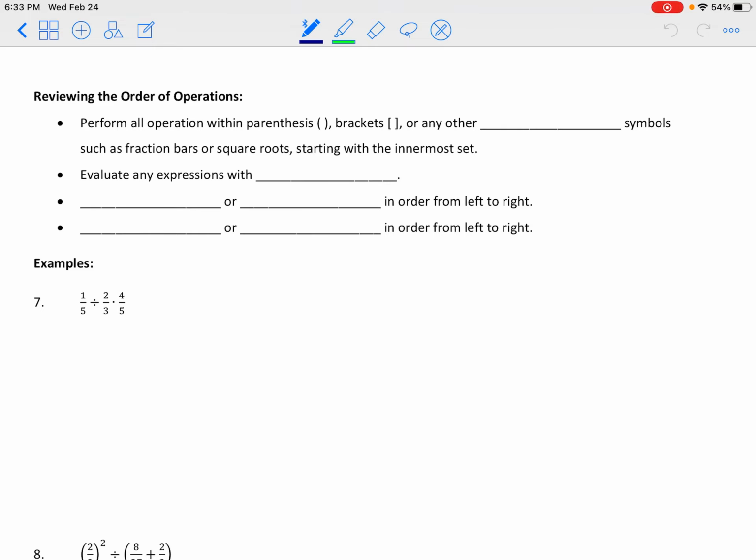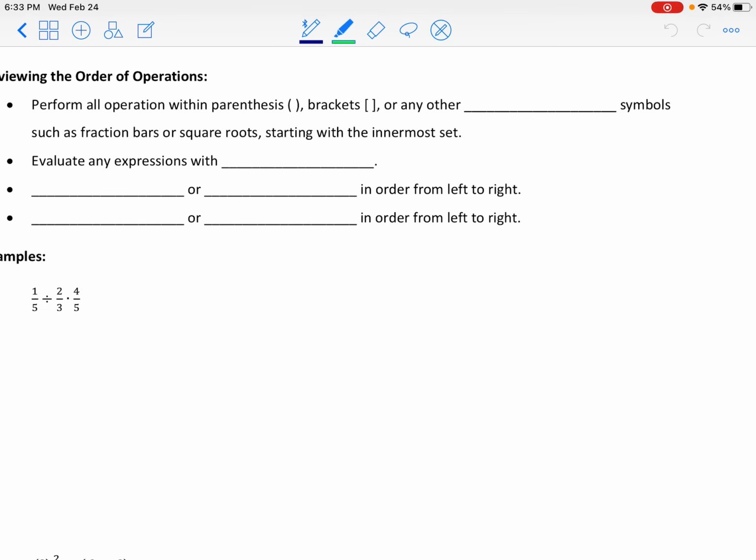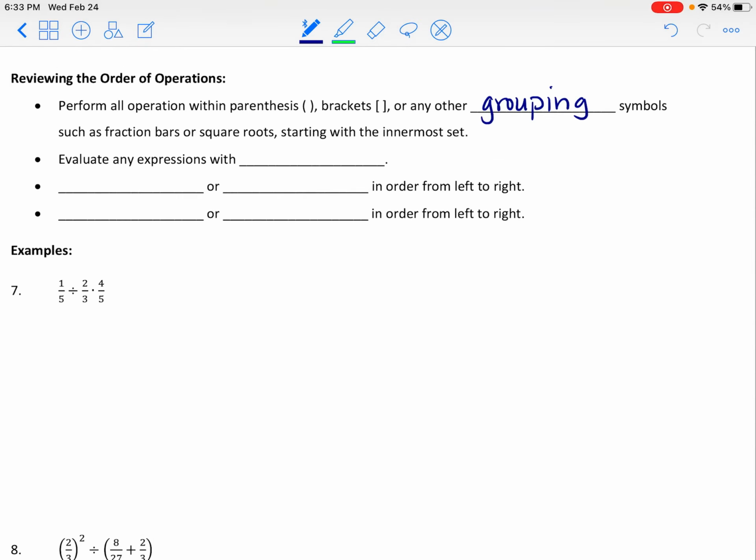So remember, our order of operations tells us to simplify anything in our grouping symbols first. So if I have any parentheses, brackets, things like that, fraction bars, square roots, actually I don't think we've talked about, or we have talked about square roots. We want to work on those grouping symbols first, and then we would take care of any exponents, evaluate any exponents. And then we take care of multiplication and division. Multiplication and division, and that's left to right.